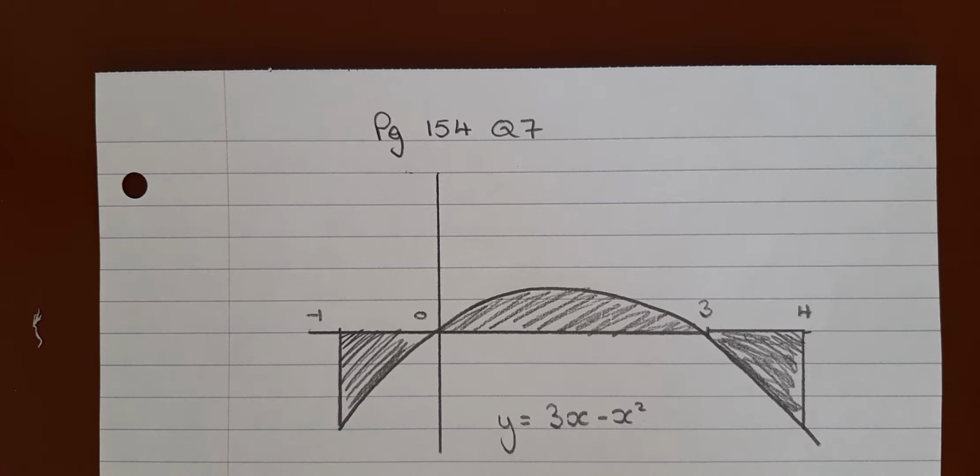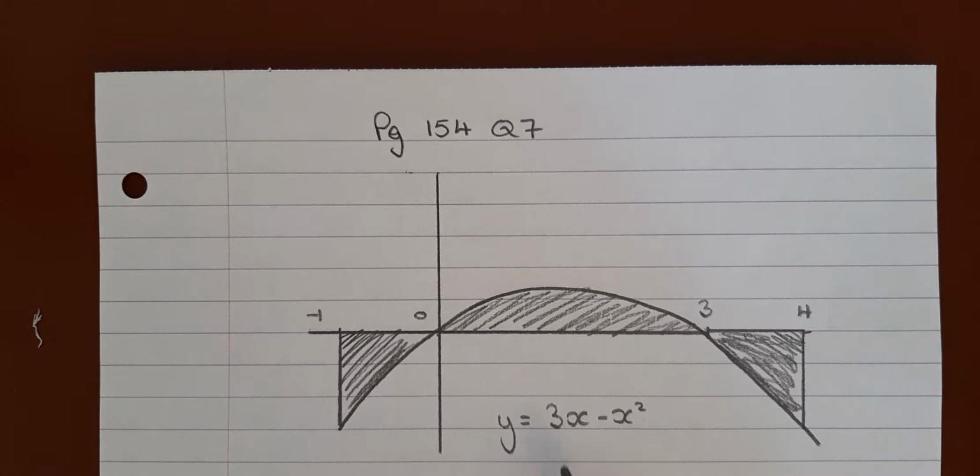Test 7, page 154, question 7. Find the area under the shaded regions. So we have three shaded regions here. We have a region between -1 and 0, between 0 and 3, and between 3 and 4.